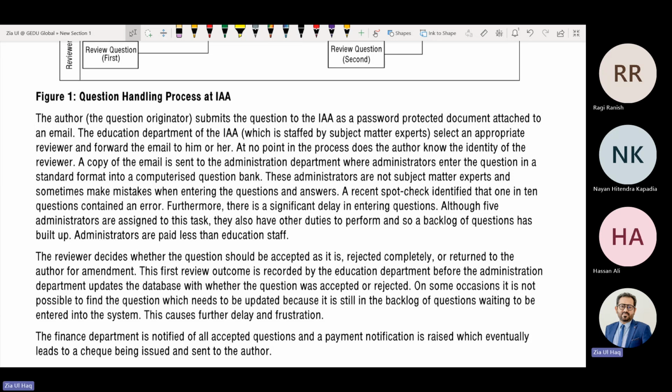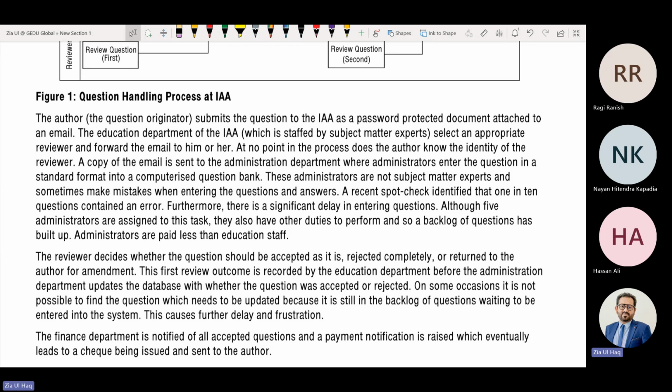At no point in the process does the author know the identity of the reviewer. That's why they are not asking the author to send directly to the reviewer. They are selecting the reviewer so that the author and reviewer should not have any direct relation with each other. Otherwise, all questions will be accepted. That's why the question is coming to the education department. They select a reviewer and send the question to the reviewer for review.